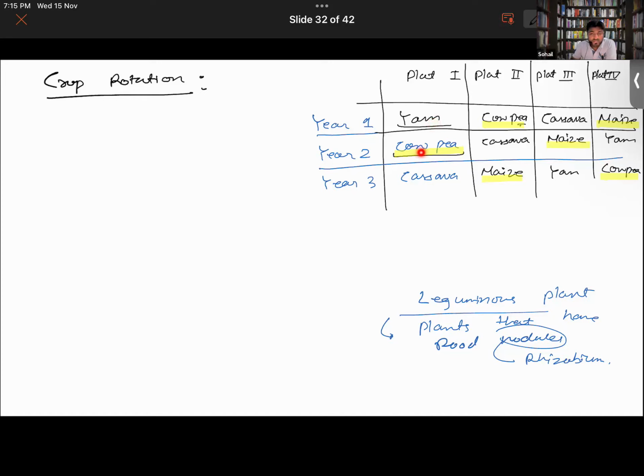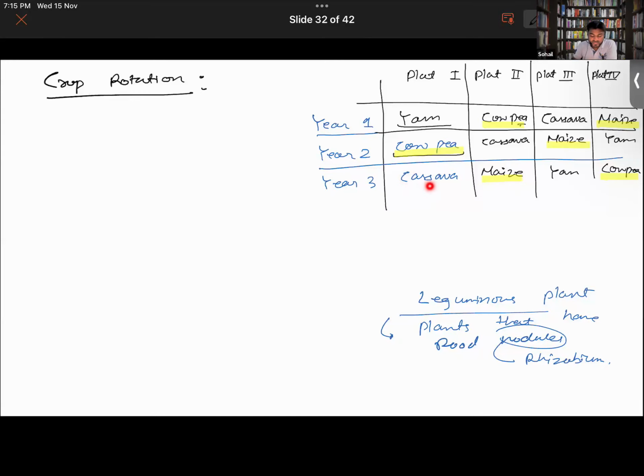In the next year on the same plot, I am growing a leguminous plant, and I know that a leguminous plant will replenish the lost nitrogen in the soil. So now it is being replenished. When I grow the cassava plant in the third year, the soil will have a sufficient amount of nitrogen stored in it, so I will be saving my money on nitrogenous fertilizers.